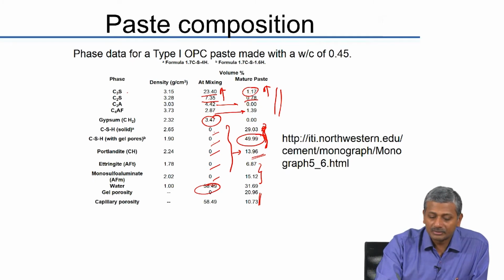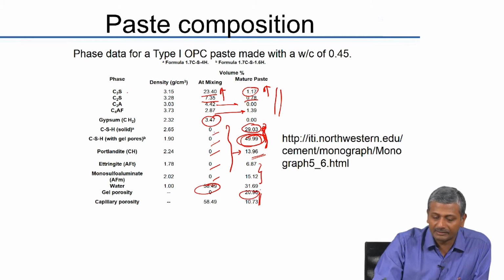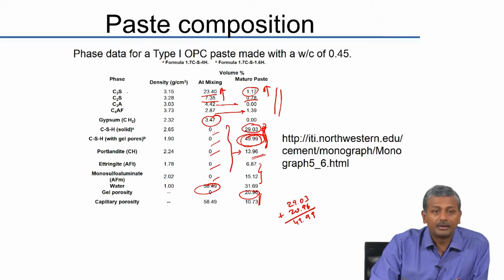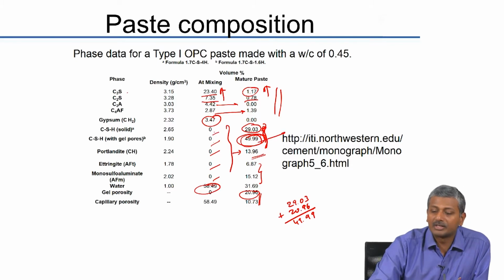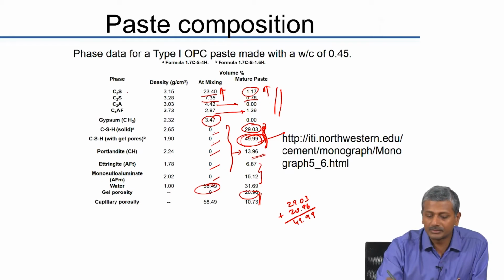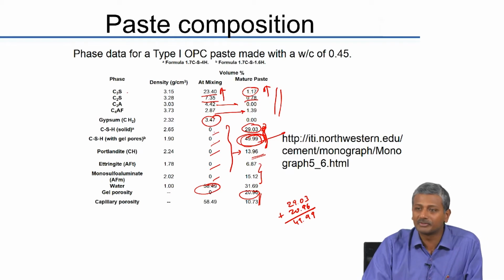So CSH, this is the total CSH that is present in the system, 50%. Okay, it's not 50 plus 30, 80, it's 50% because the solid part of CSH is included in the structure of the CSH. So remainder is 20.96. So basically this 29.03 plus 20.96 gives you 49.99. Okay, so gel porosity 20.96 is included in this total volume of CSH, that is 49.99. Okay, because otherwise you are going above 100%, which is not possible.